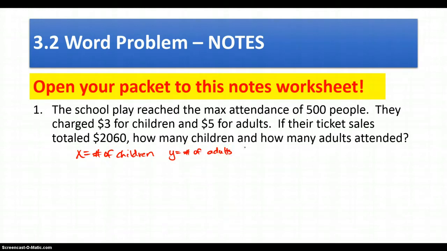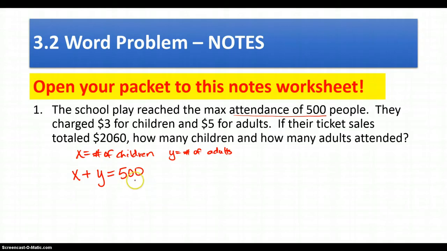So if we have two variables, we have two unknowns, we're going to need two equations to find those two variables. So I'm going to start with this first piece of information that says the school play reached a max attendance of 500 people. I can write an equation to represent that. The number of children, x, plus the number of adults, y, equals 500. So this equation represents people.